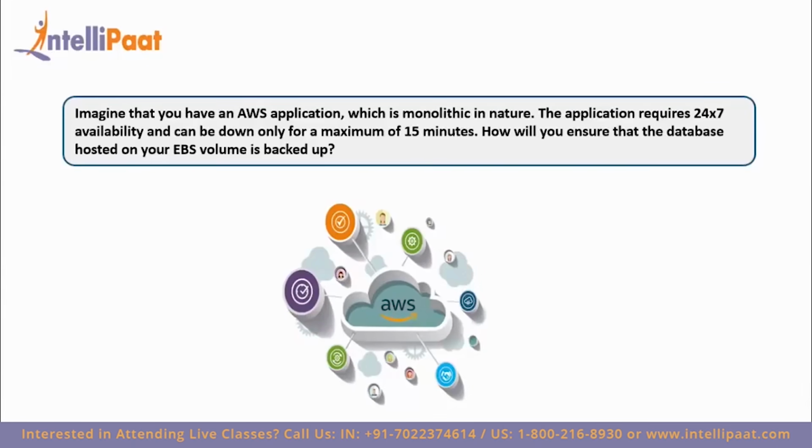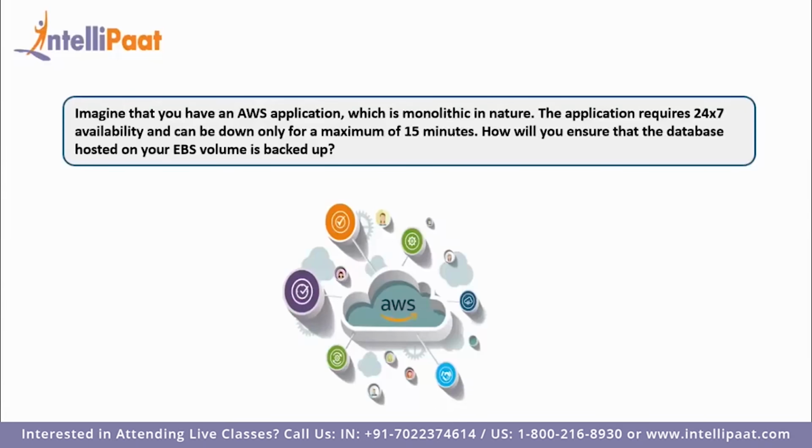Now this application requires 24/7 availability and can only be down for a maximum of 15 minutes. Had your application not been monolithic, I would say that there would be no downtime. But since it's a monolithic application, the question has mentioned an expected downtime of say 15 minutes. How will you ensure that the database hosted on your EBS volume is backed up? Since it's a monolithic application, even the database resides on the same server as the application. So the question is, how will you ensure that the database is backed up in case there is an outage?